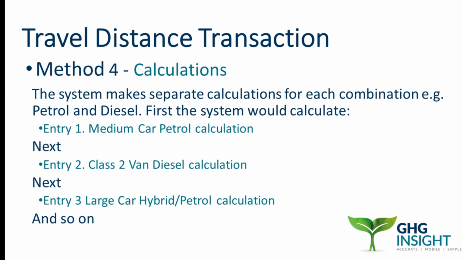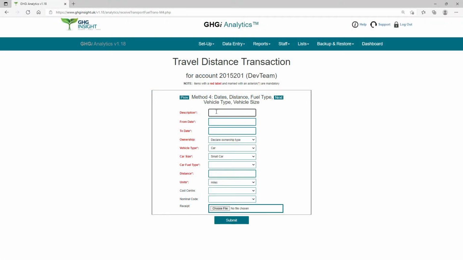Remember, we are recording distance for privately owned vehicles used for business travel and company-owned vehicles where the drivers claim business mileage, not fully expensed vehicles. As before, all fields marked in red are required fields. The first field is the description field. In this case, I will enter petrol, medium car Greyfleet, January 2021.